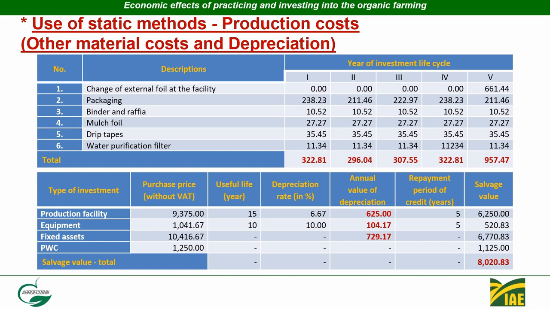According to the technical specification, the change of foil at the plastic greenhouse is planned to be carried out in the fifth year. In respect of grown vegetable species, different packaging such as plastic bags, wooden or plastic crates, or cardboard boxes are usually used. In order to prevent deadlocks in the work of the irrigation system, filters for mechanical purification of water are changed on an annual basis. As water is drawn from the farm's well, there are no costs of used water.